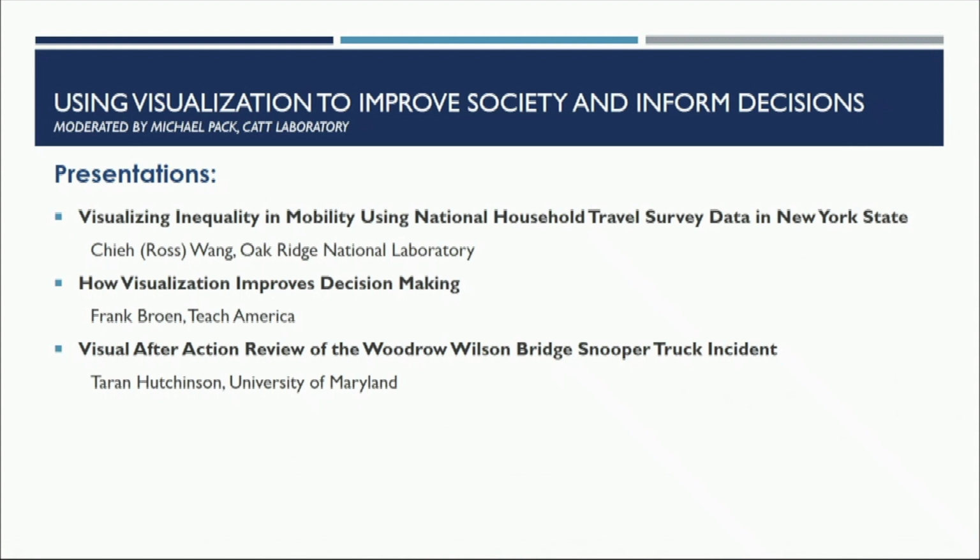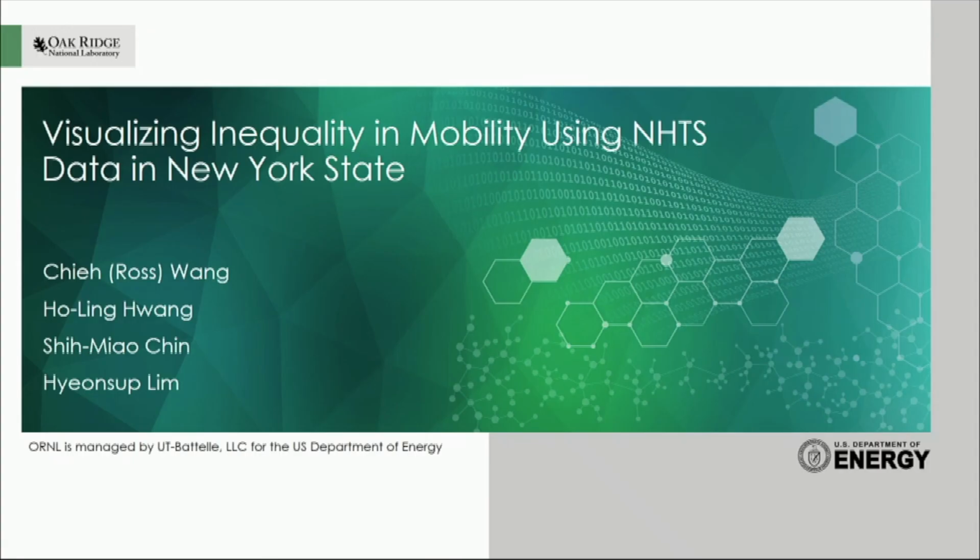shape, or form. Our first presenter is Dr. Ross Wang. He's going to be talking about visualizing inequality and mobility using National Household Travel Survey data in New York State. Dr. Ross Wang is an R&D staff of the Oak Ridge National Laboratory. He's one of the key members of several national transportation data programs, including the National Household Travel Survey and the Freight Analysis Framework. He's currently developing a web-based data analytics and visualization tool for the National Household Transportation Survey add-on users. Dr. Ross Wang.